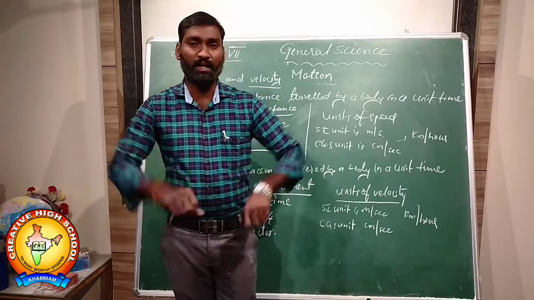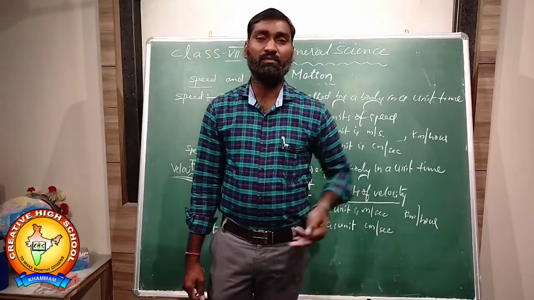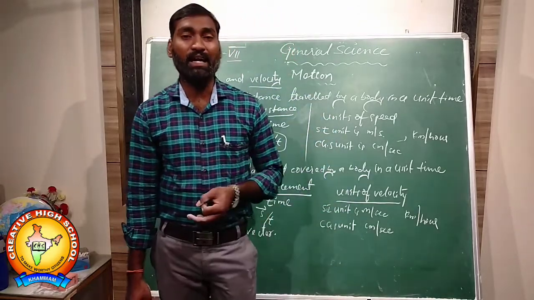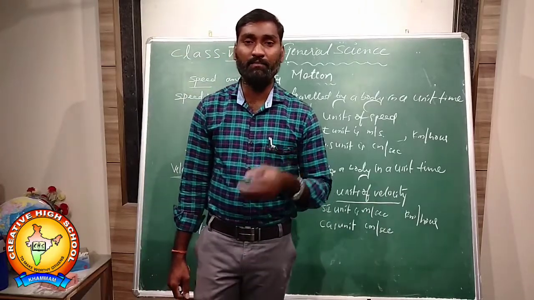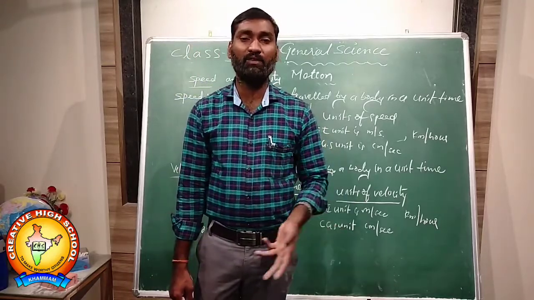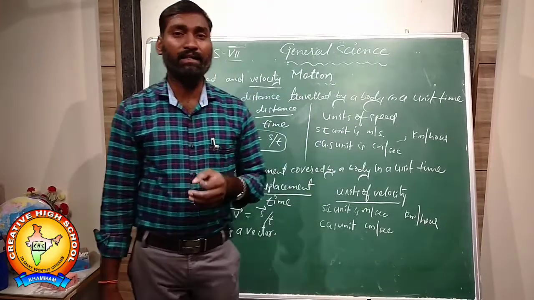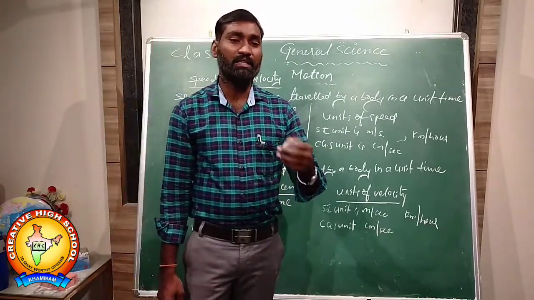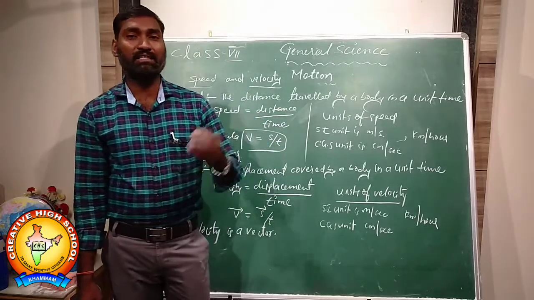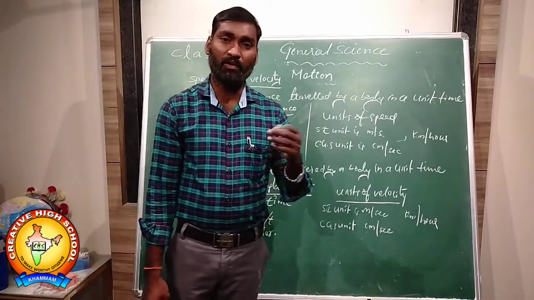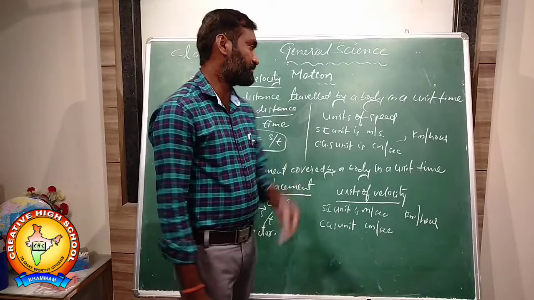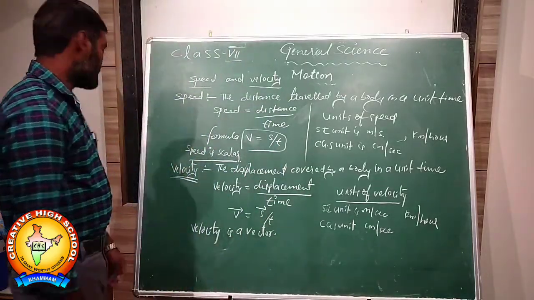If you are going on a bike, you can measure the speed. The instrument used to measure speed is called a speedometer. The speedometer is used to measure instantaneous speed. Instantaneous speed means the speed at a particular time. This is measured using a speedometer. In the bike there is one more instrument, the odometer. The odometer is used to measure distance traveled. The speedometer measures the speed of the vehicle at a particular instant of time. So this is about speed and velocity.